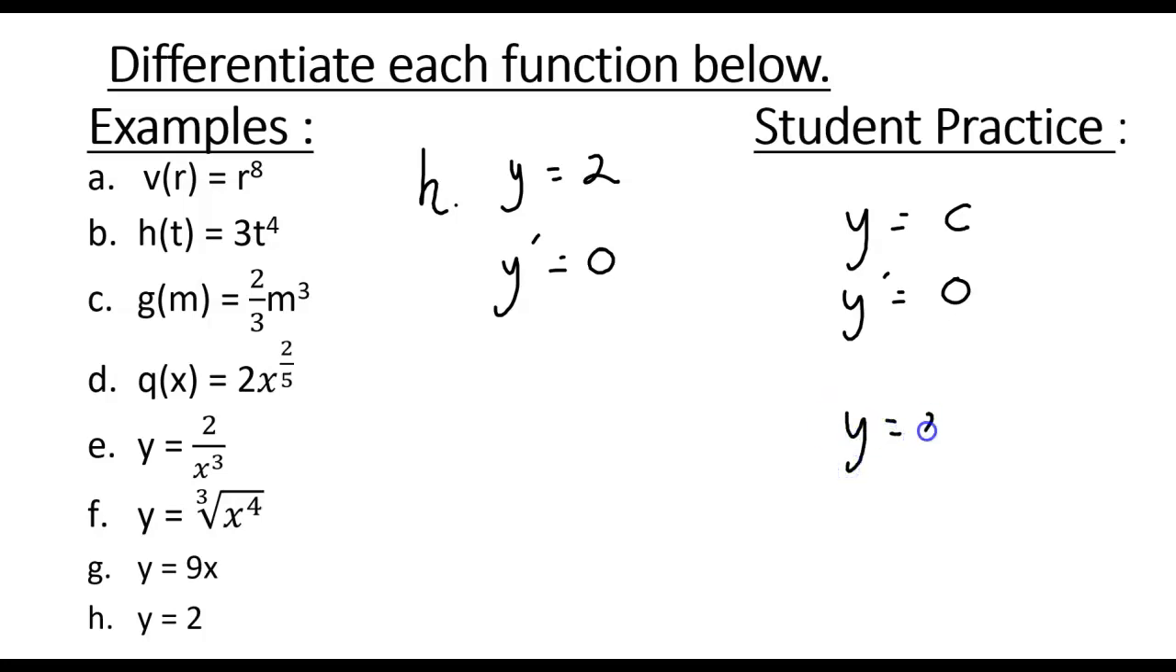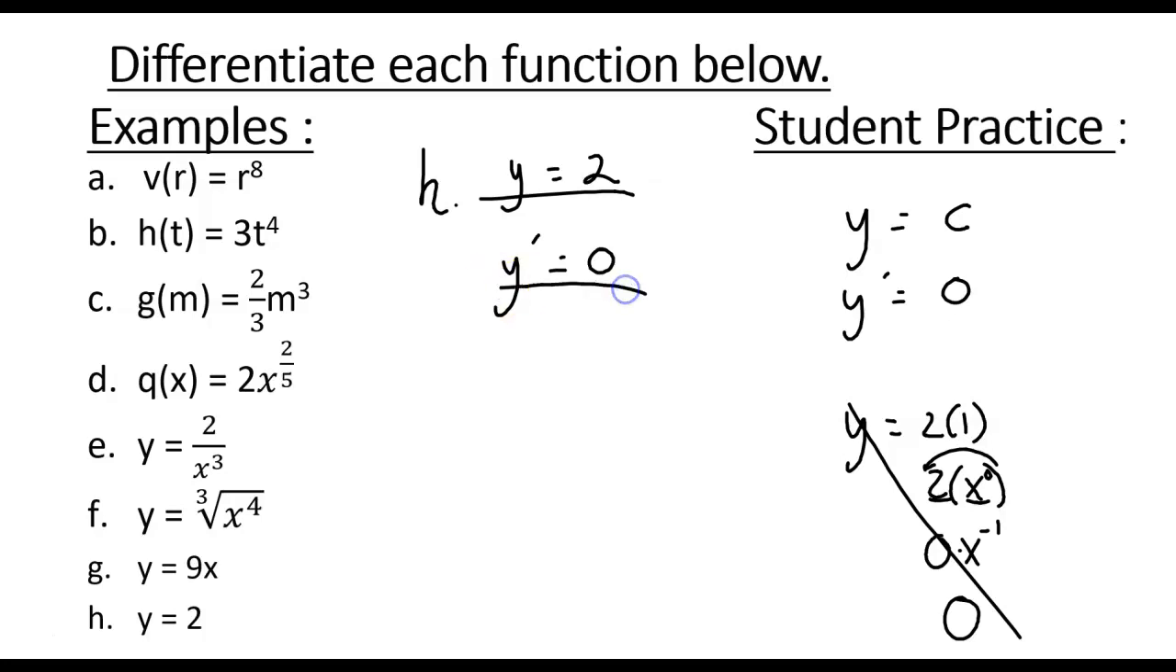If you have y equals 2, well, isn't that the same thing as 2 times 1? And isn't 1 the same thing as x to the 0? We already talked about that. So now that I've got 2x with a power, I can do the power rule. 0 times 2 is 0. Take 1 away from the power. 0 times anything is 0. So you still get the same answer, but that's not helpful. So I would just say constant, make it 0. All right?